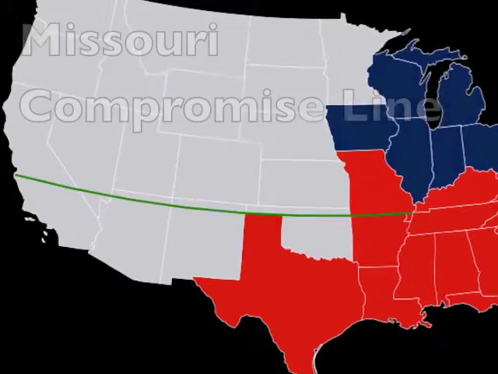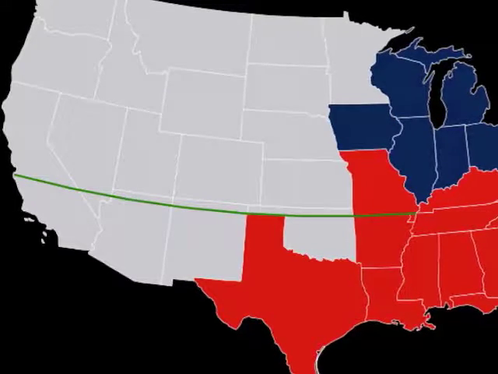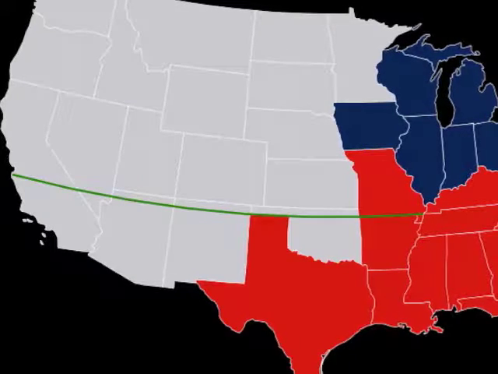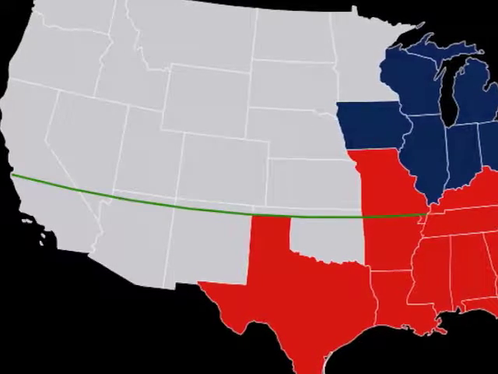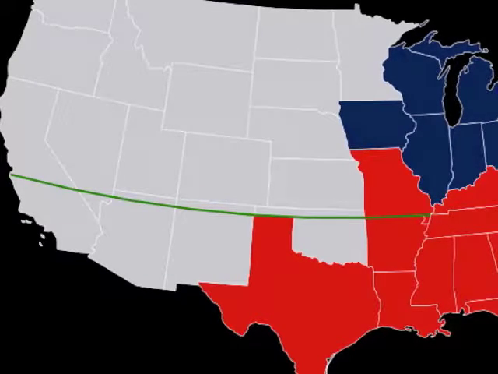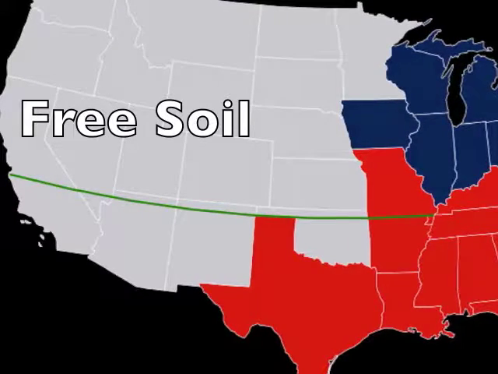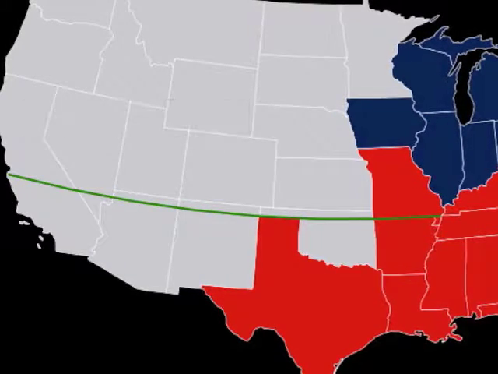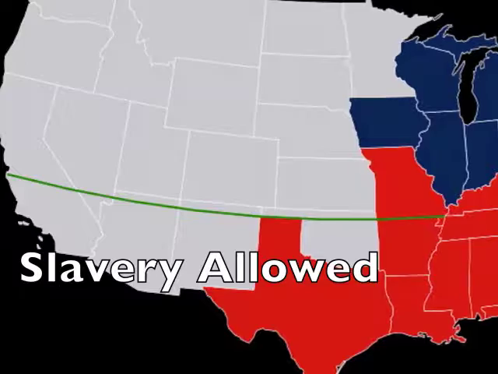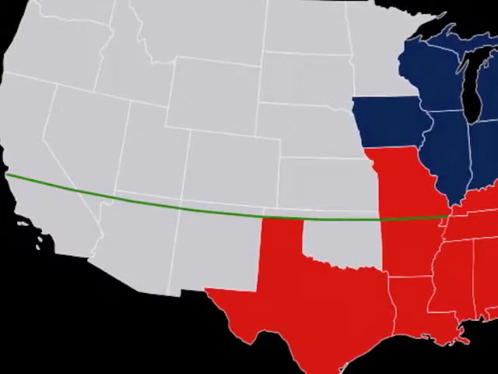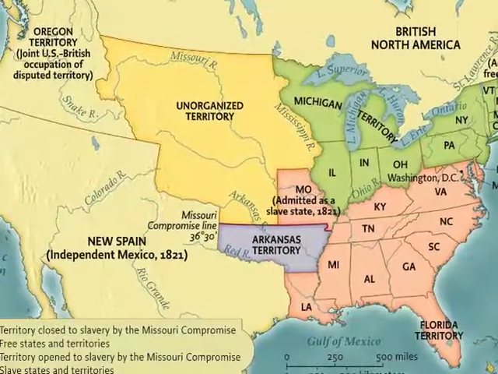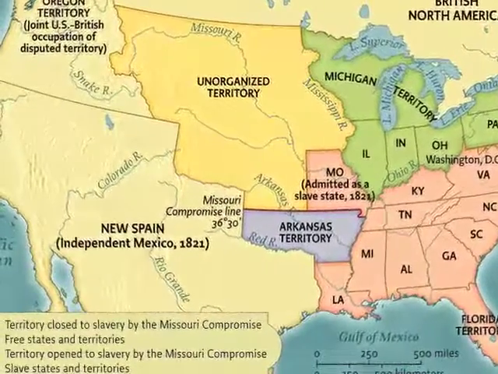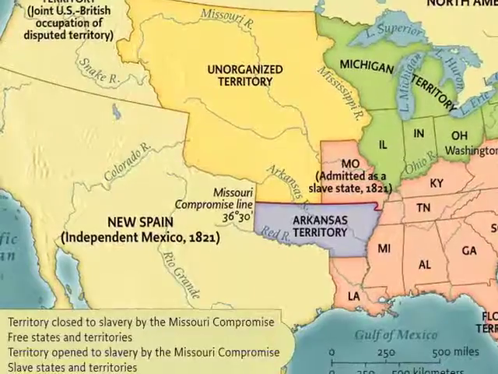slavery practiced in them. Now, if you look at the map, the Missouri Compromise seems to favor the anti-slavery or the abolitionist sentiment in the United States at the time, because there's a lot more territory north of the Missouri Compromise line than there is south. However, if we look at it carefully, we see that there's a lot of territory here called New Spain that was actually part of Mexico, not part of the United States.